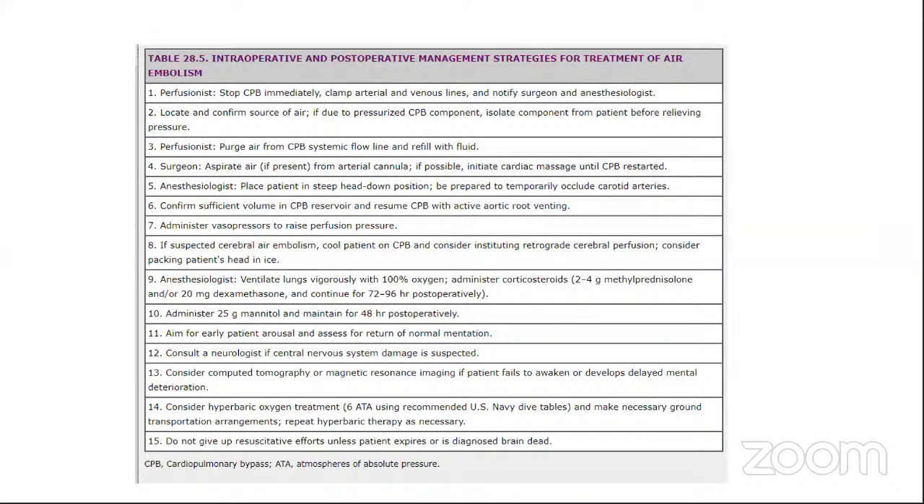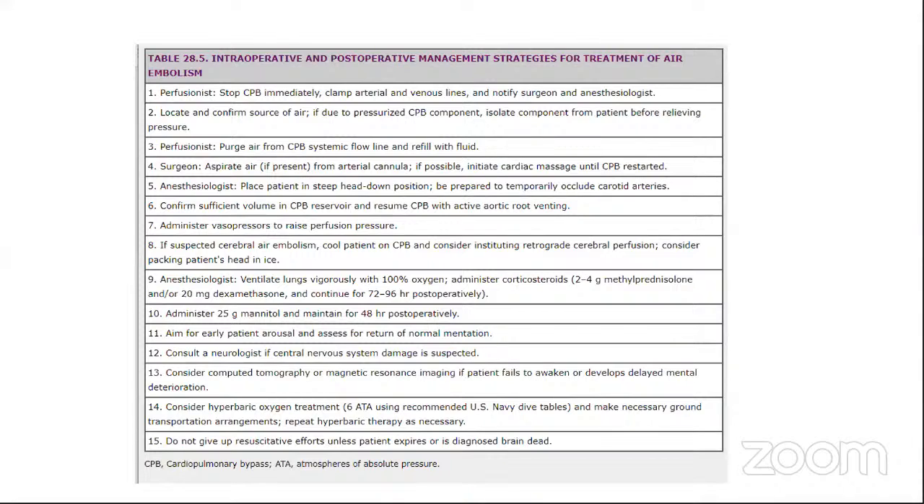And anesthesia can ventilate the lungs vigorously with 100% oxygen, and he can give corticosteroid so he can minimize the inflammatory reaction, and administer mannitol, which is a diuretic, to maintain for 48 hours post-operatively, because sometimes air can dissolve and come out.